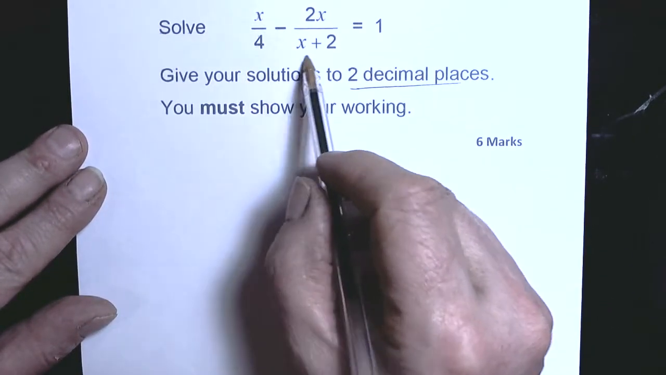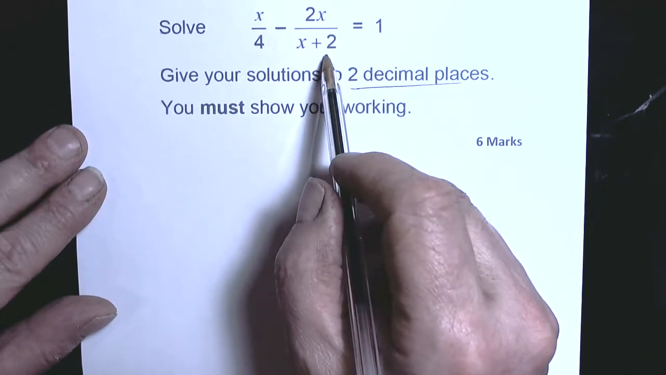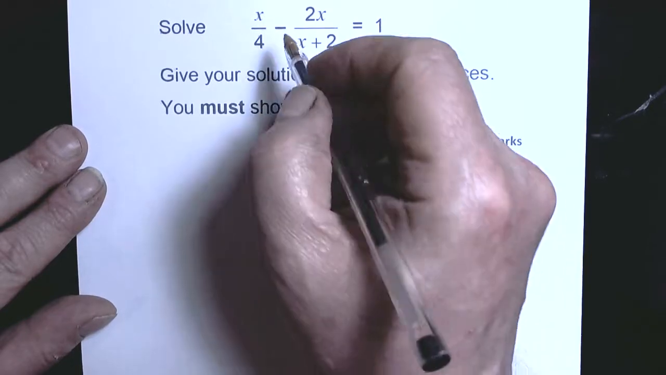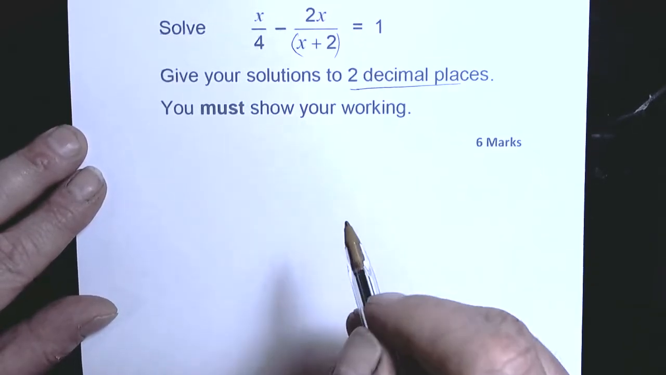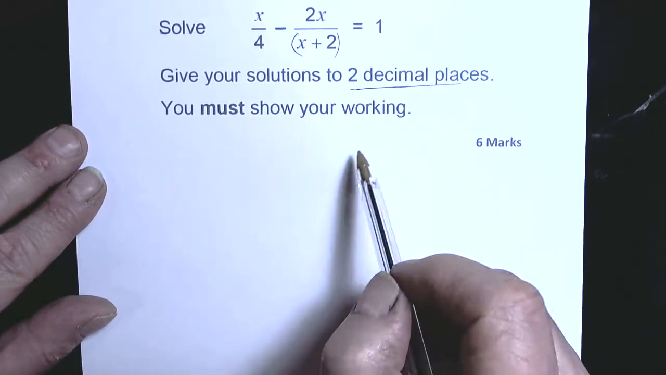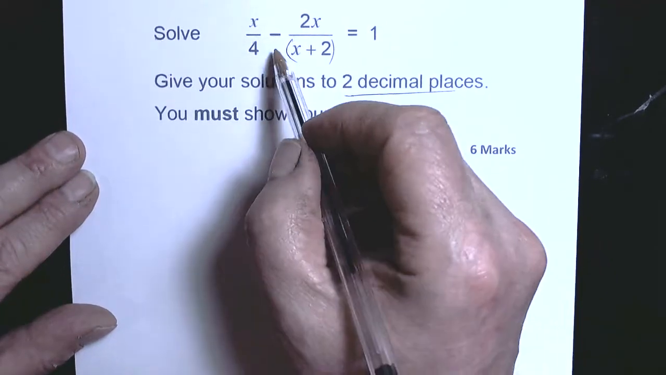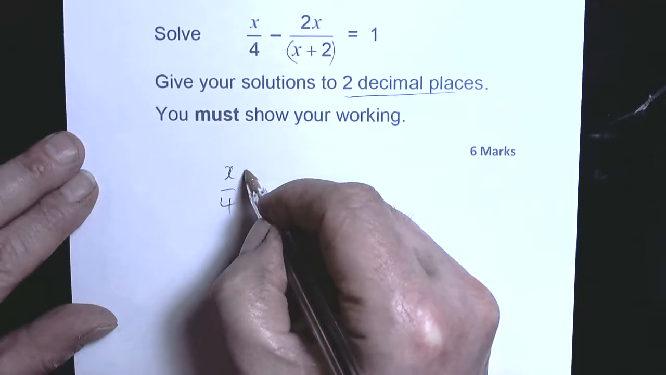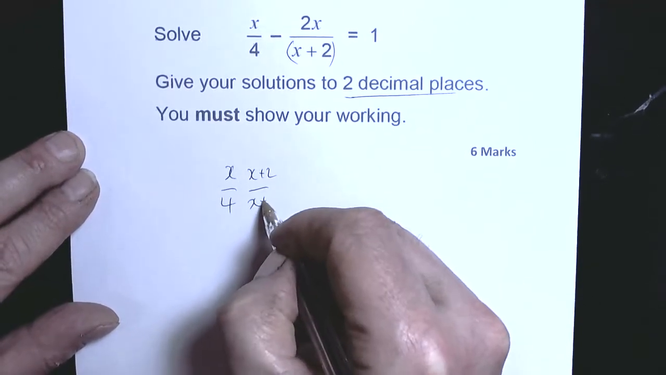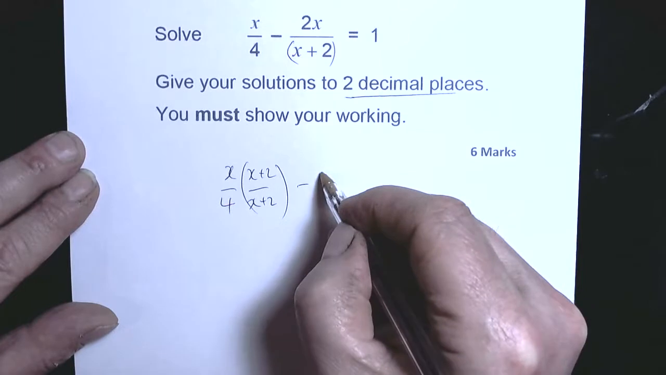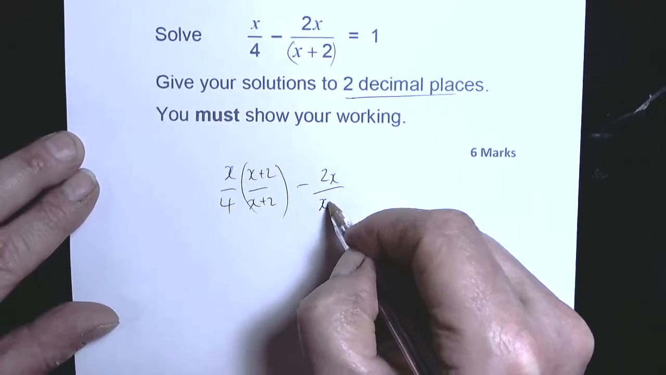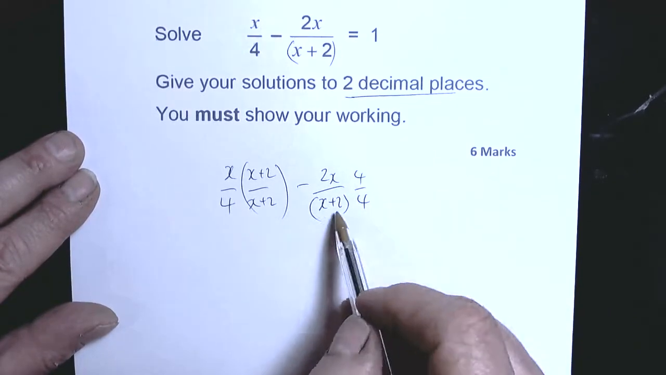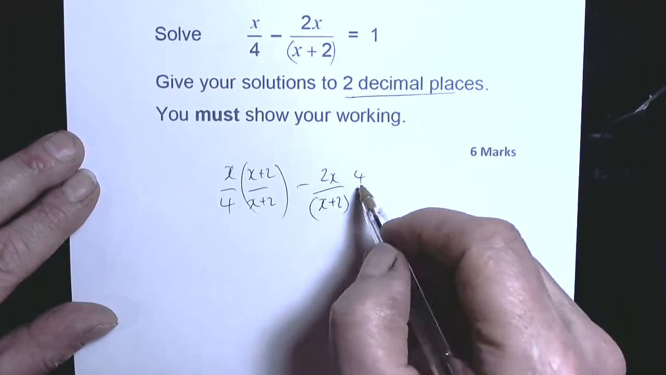So we've got some fractions, so we need a common denominator, so we can get that by just multiplying those two together. As always, when you're dealing with 2 terms or more in expressions, put brackets around them so you can see what you're doing. And we can see that we have to multiply the first fraction by x plus 2 over x plus 2, and multiply the second fraction by 4 over 4.